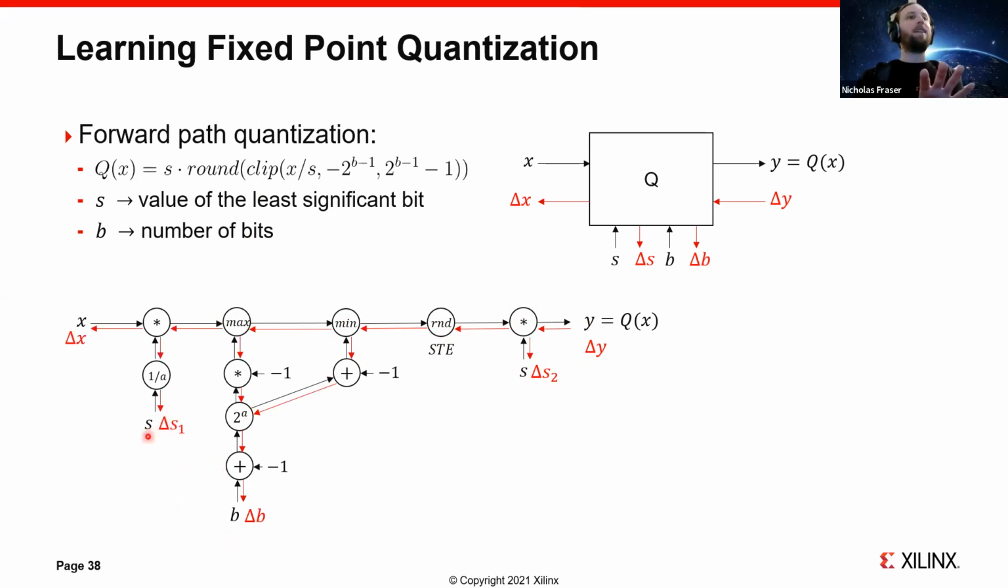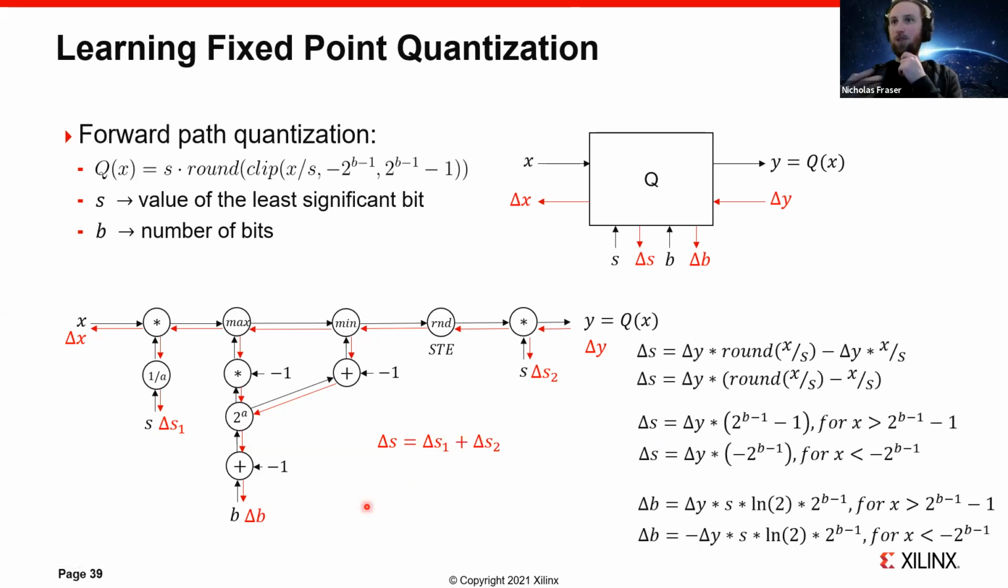And finally, we apply the scale factor twice. So we have some more gradients that are coming out here that we calculate for the scale factor. So our total gradient for the scale factor is S2 and S1. And these are the expressions that you get out at the right. And maybe for the purposes of time, I won't go through them.